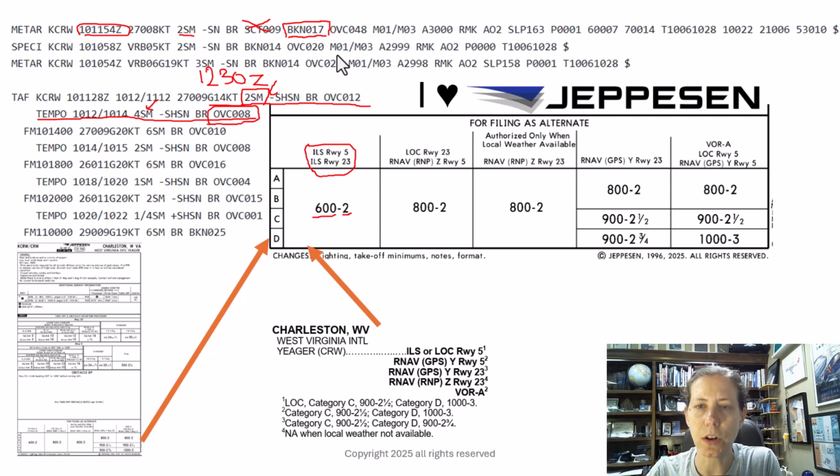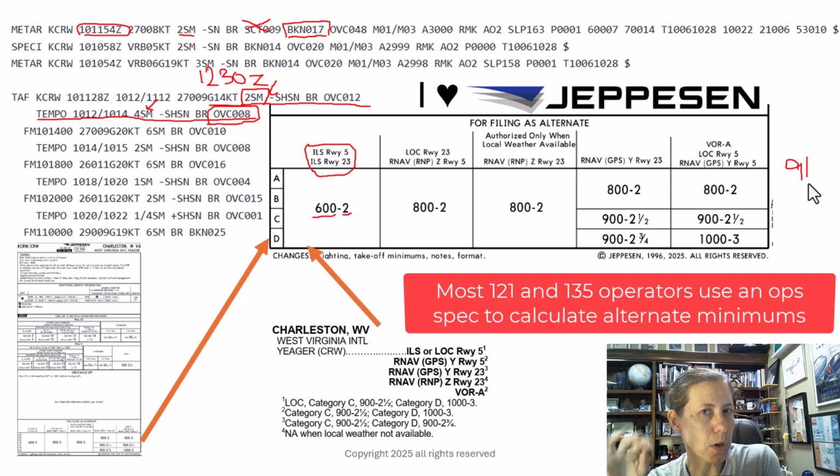We could use Charleston, West Virginia at 12:30 Zulu based on my filing as alternate minimums for Part 91 that is printed on the bottom of the chart. Very cool. Now, notice I keep saying Part 91 operator. That's because most Part 121 and Part 135 commercial operators do not use this for those types of revenue generating operations. They instead do something called derived alternate minimums using an operations specification.